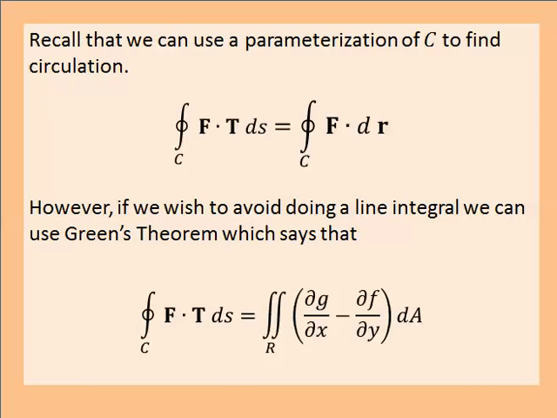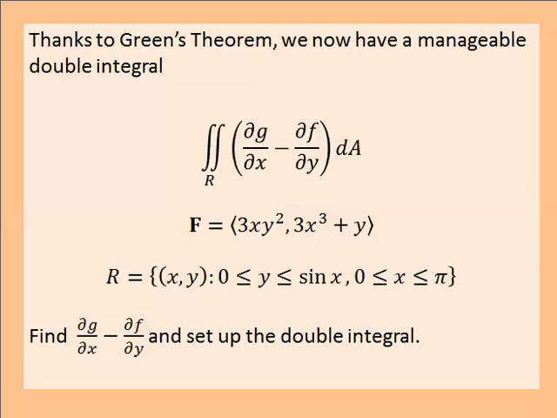Recall that we can use a parameterization of C to find circulation. However, if we wish to avoid doing a line integral, we can use Green's theorem instead. Thanks to Green's theorem, we now have a manageable double integral. One side note I'd like to make is that Green's theorem assumes counterclockwise direction, and so when the problem told us that the curve was oriented in a counterclockwise direction, it was basically telling us that we could use Green's theorem.